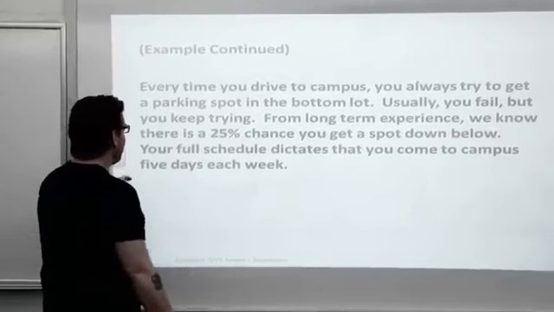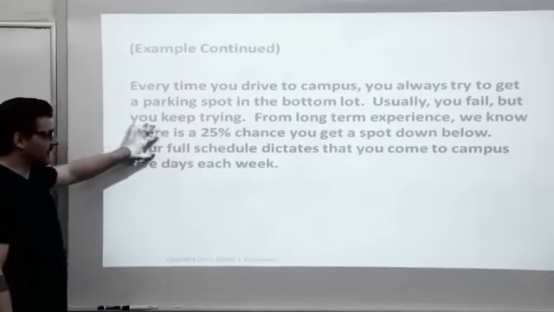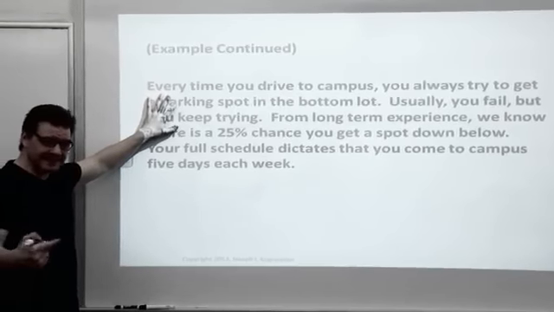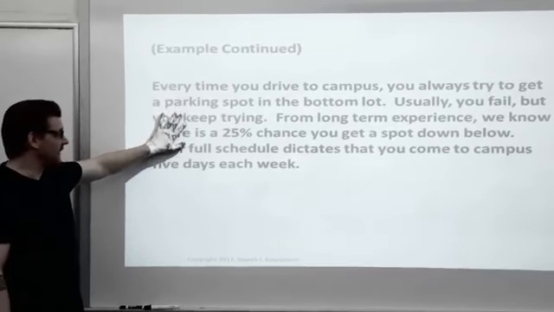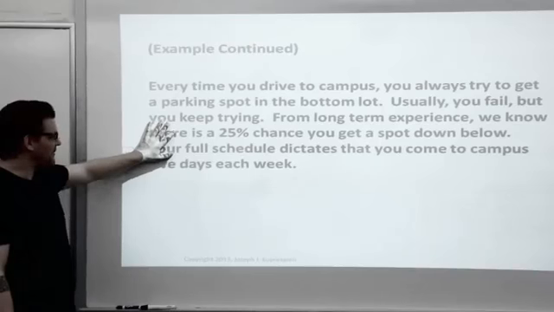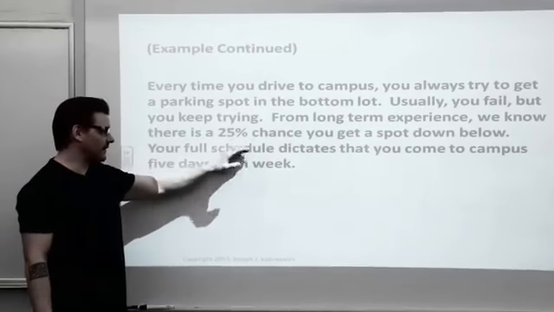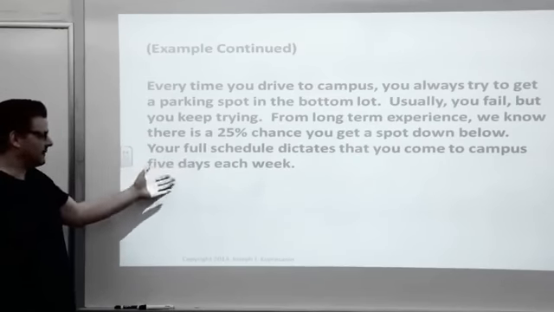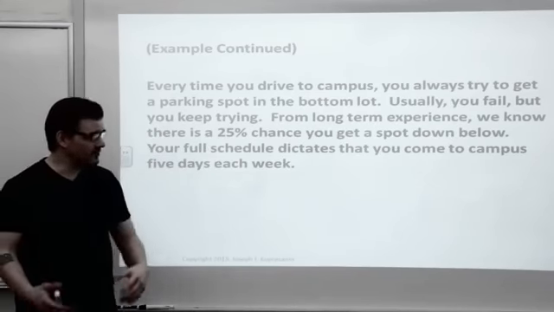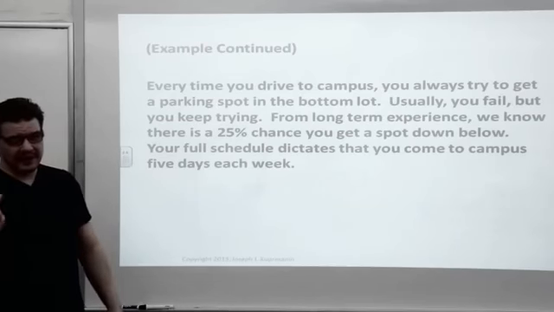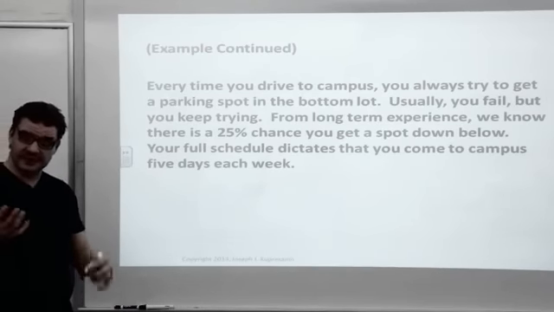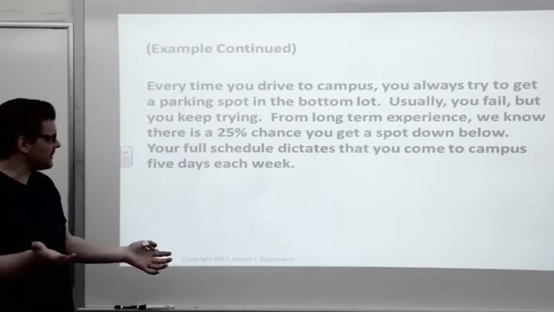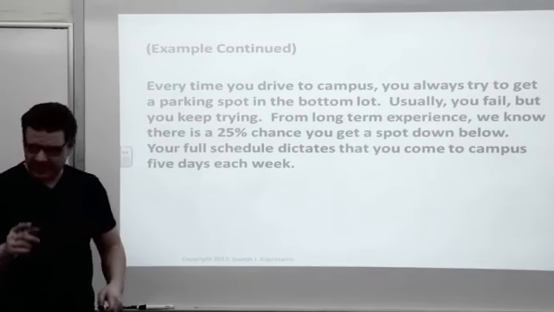You saw from Kim Shepard on the previous video, we introduced this parking lot example. Every time you come to campus, you always try to get a spot down below. Usually you fail, you keep trying. From long-term experience, you know there's about a 25% chance you get a spot down below, and you're coming to campus 5 days each week. So we have a binomial situation. There's 2 outcomes per trial. There's a fixed number of trials, five days a week. Trials are independent, and let's see what that formula looks like.